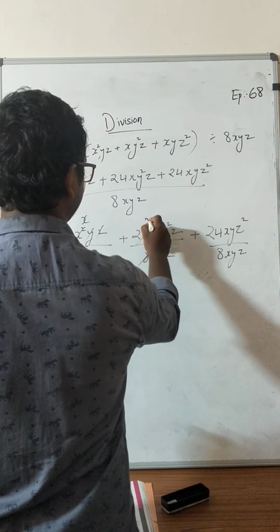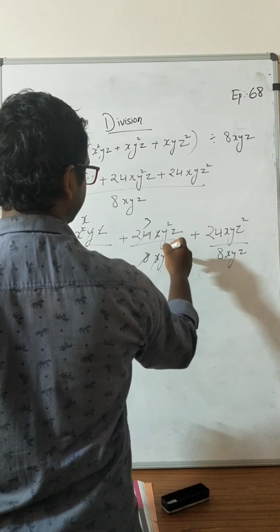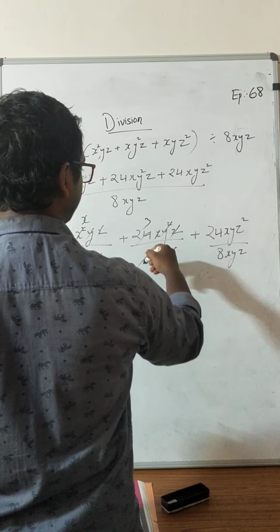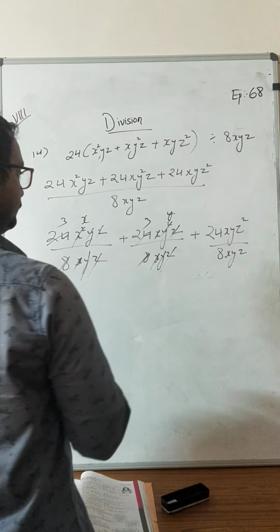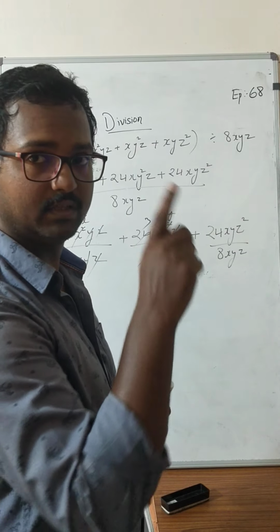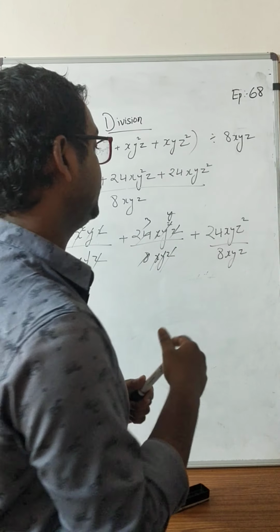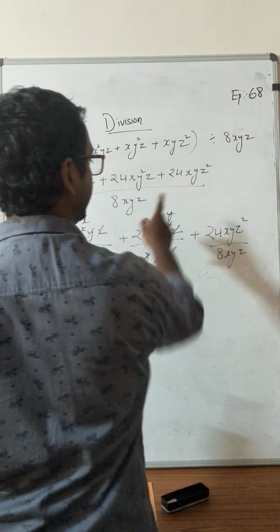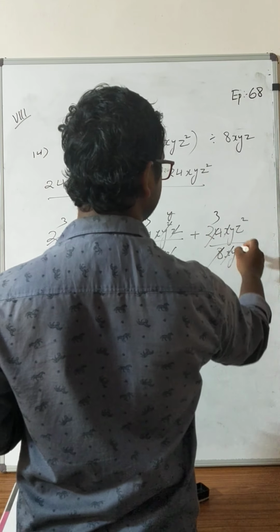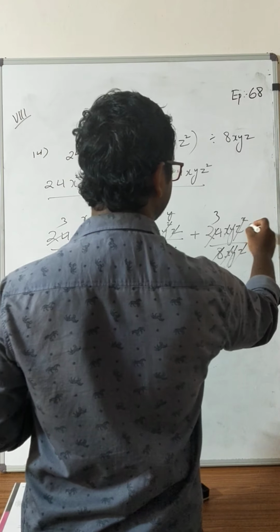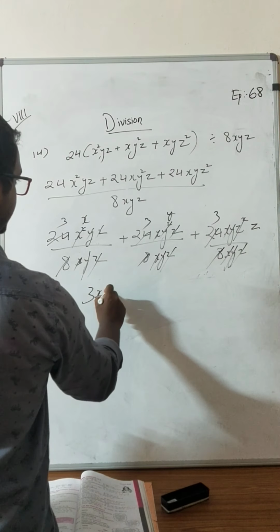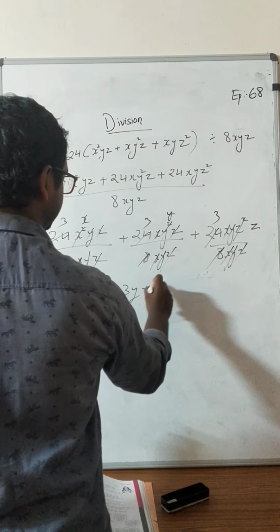In the second term, the same thing: 8, 3, x and x will get cancelled, z and z will get cancelled, and 1y will be left, because y power 2 is y into y, and the 1y in the bottom will cancel 1y in the numerator. In the third term, 8, 3, x, y and z cancel, and 1z will be left. So what is our answer? Our answer is 3x plus 3y plus 3z.